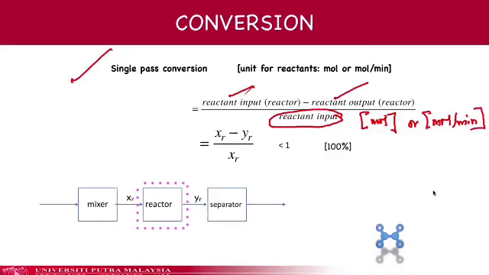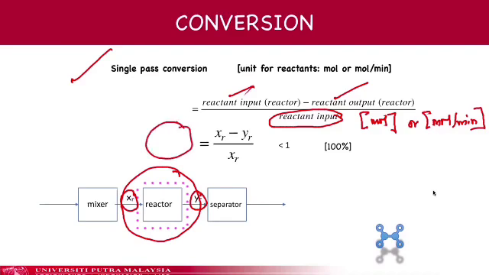So the boundary analysis for a single pass conversion will be around the reactor only. So you can see that you have the XR and you have the YR. You are looking into how much of the raw material is actually converted to product. So we will examine the amount of materials going in and out of the reactor and set up the material balance equations around the reactor. The conversion data that you get there will be the extra information added in the degree of freedom analysis.